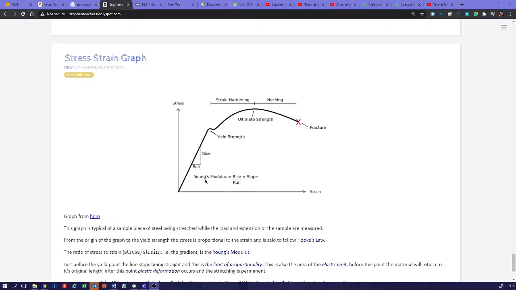So where does that give us? Well, we know that Young's modulus is stress over strain, and we've got a stress strain graph. So stress divided by strain, well, as you know from your calculus module, that's dy by dx. So actually, Young's modulus is the gradient of the stress strain graph. So that's worth noting, and they've called it the rise and the run here. And so Young's modulus is the slope, the gradient of our stress strain graph. So that's good.